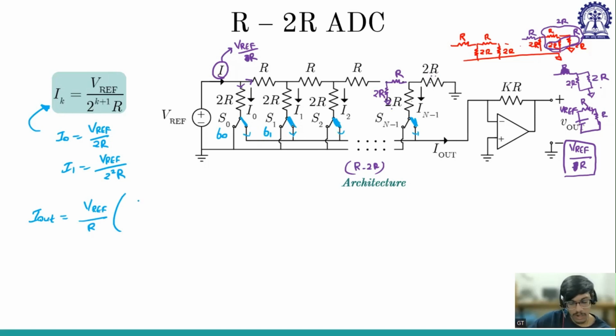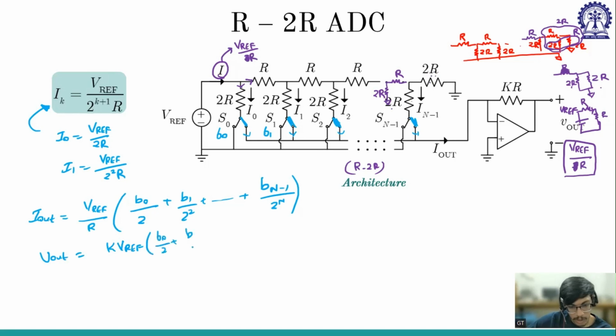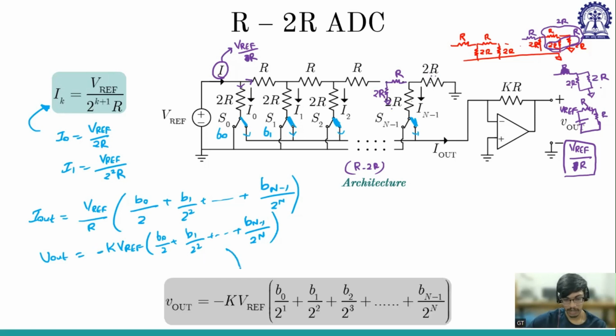So if B0 is 1, then only the current will flow. So B0 by 2 plus B1 by 2 square plus up to so on plus Bn minus 1 by 2 to the power n. Now this current is flowing into KR. So V out is what? My V out will be KR into this current. So K into V reference into B0 by 2 plus B1 by 2 square plus up to so on plus B to the power n minus 1 by 2 to the power n. But this is an inverting amplifier, so there will be a minus. So that is how we are getting this equation.